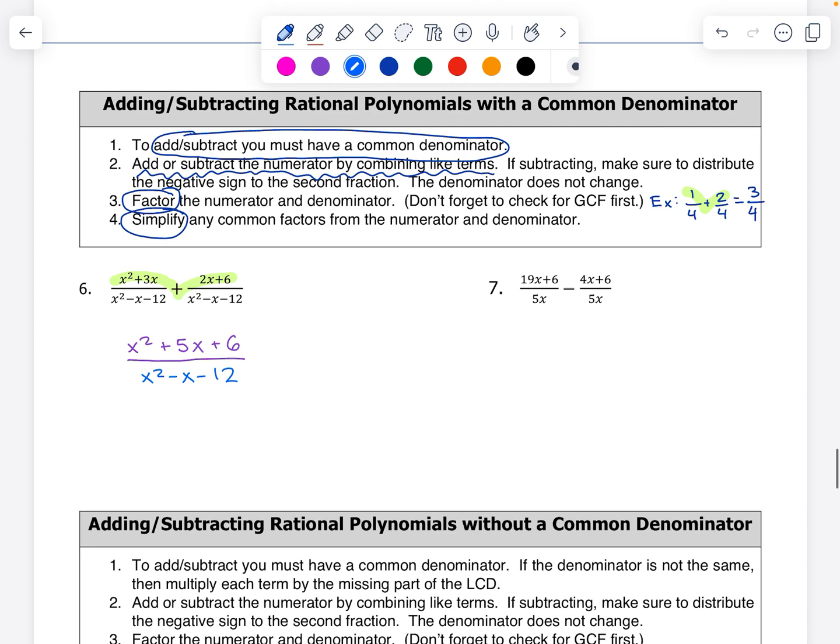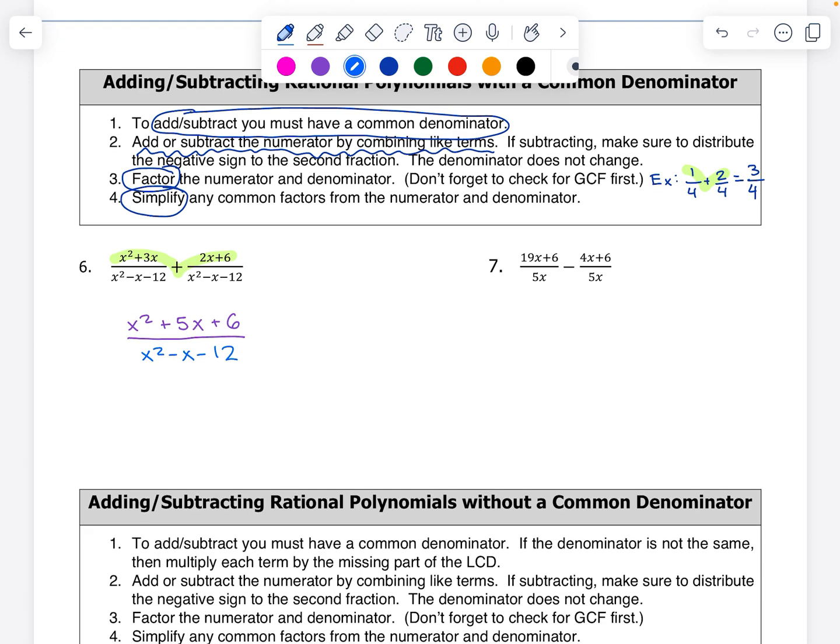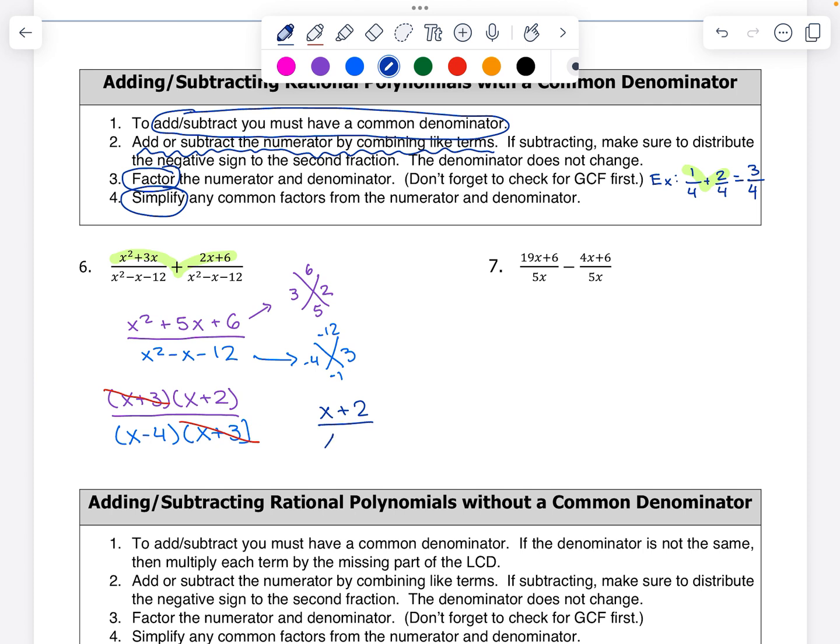Now that you've added, now it's just a fraction problem, which means you're going to factor and cancel. So this top one here is the x factor, multiplies to 6, adds to 5: 3 and 2. Our denominator, same idea. We're going to multiply to negative 12, add to negative 1, so negative 4 and 3. And then you can cancel. The x plus 3's cancel. So my final answer is x plus 2 over x minus 4.